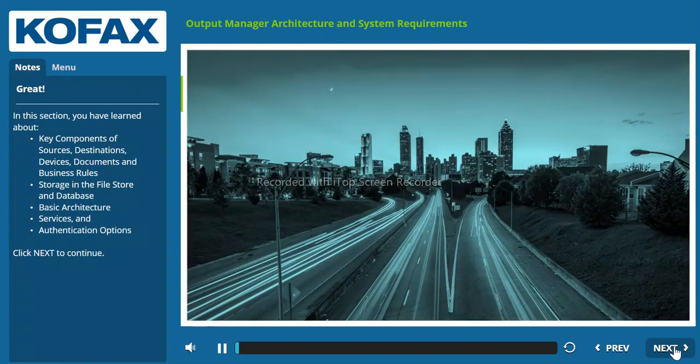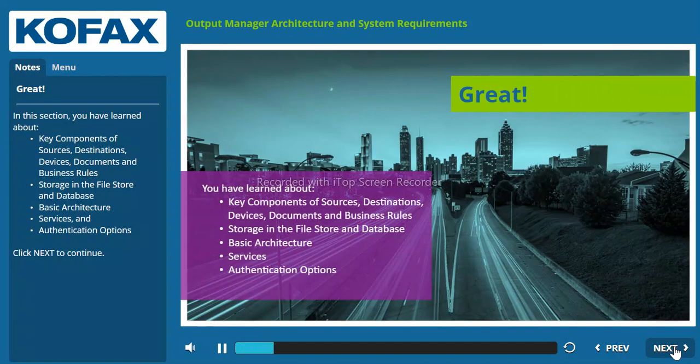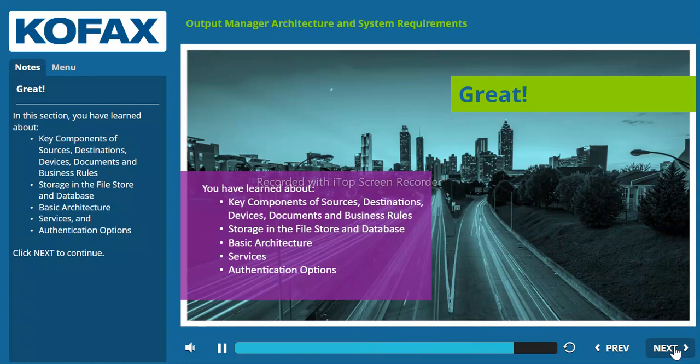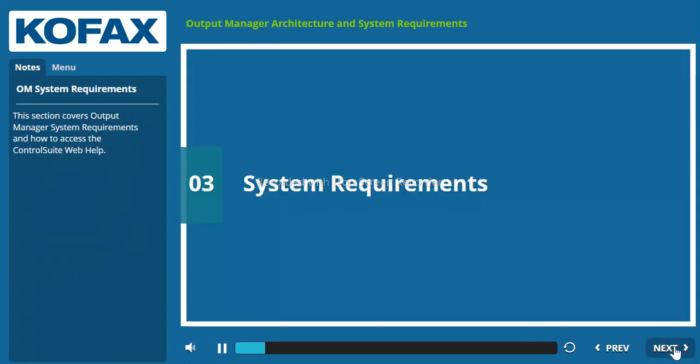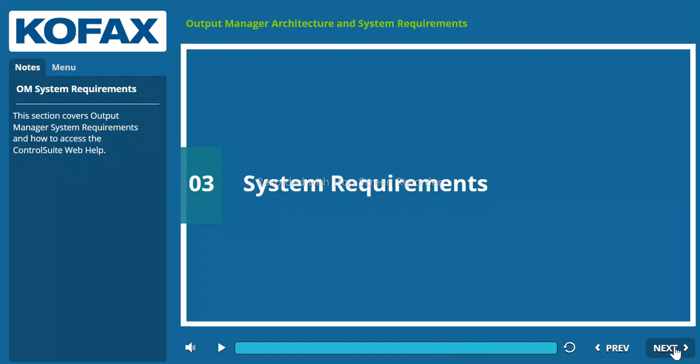In this section, you have learned about key components of sources, destinations, devices, documents, and business rules, storage in the file store and database, basic architecture, services, and authentication options. Click Next to continue. This section covers Output Manager system requirements and how to access the Control Suite Web Help.